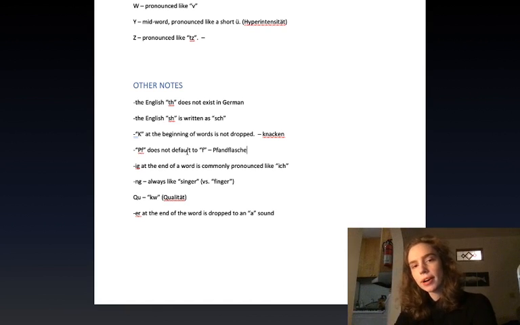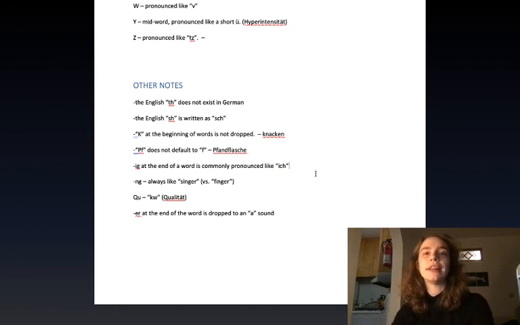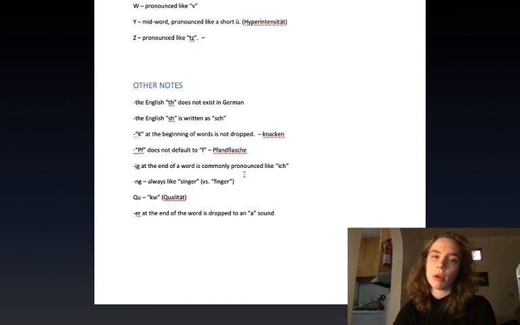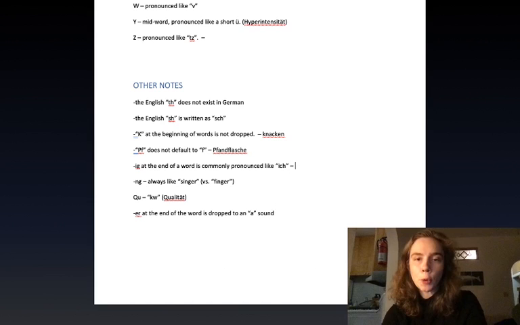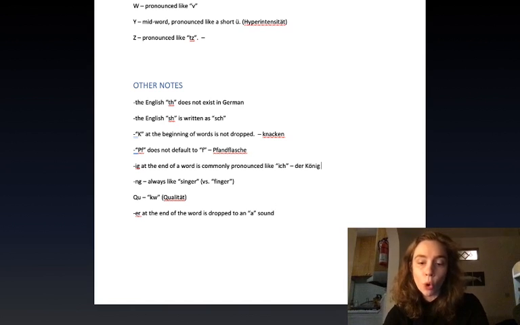IG at the end of a word has more of that soft CH sound for standard German speakers, although in dialect or in different regions this is not always the case. Sometimes you'll say ich, aber der König wäre ein Beispiel, that would be an example. Honig, honey.